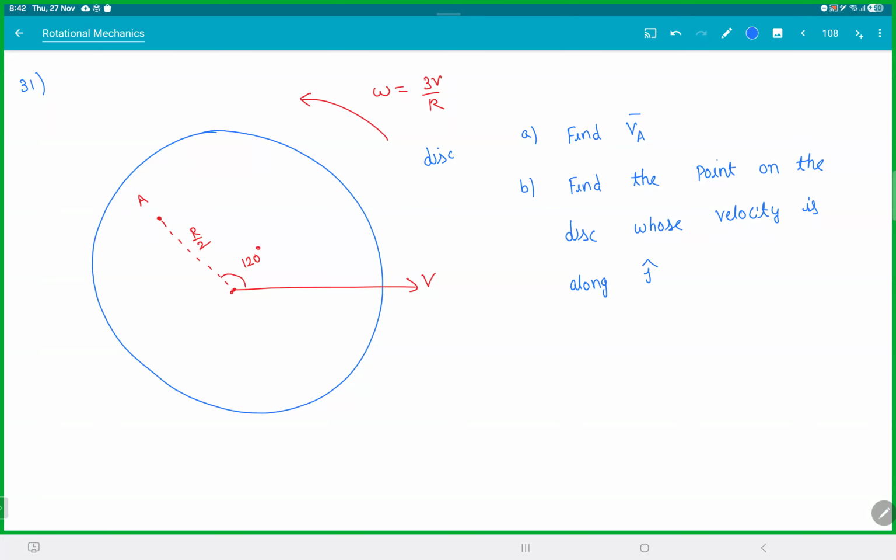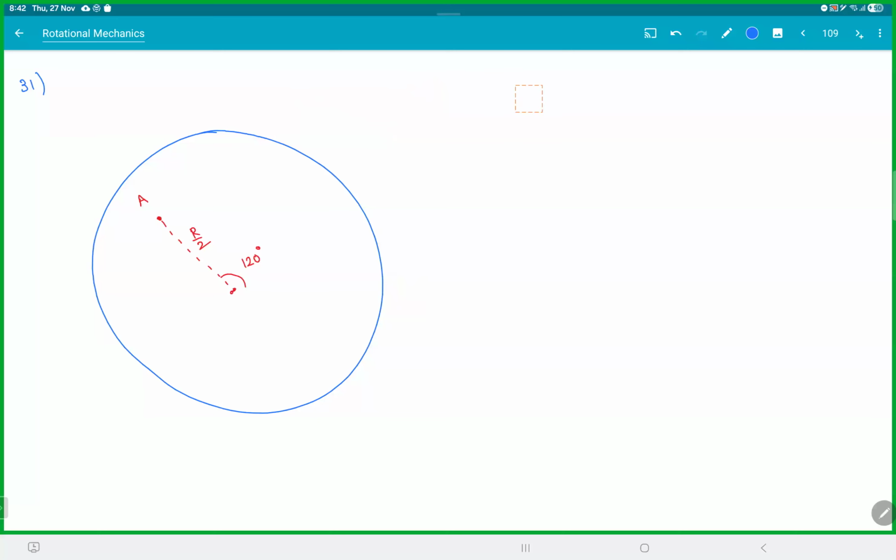You didn't get this thing? I thought you guys would get the velocity of A. See, you have to add the translation and the rotation. So at point A, the translation will be V this way, and the rotation will be this way. It's going in this circle here.